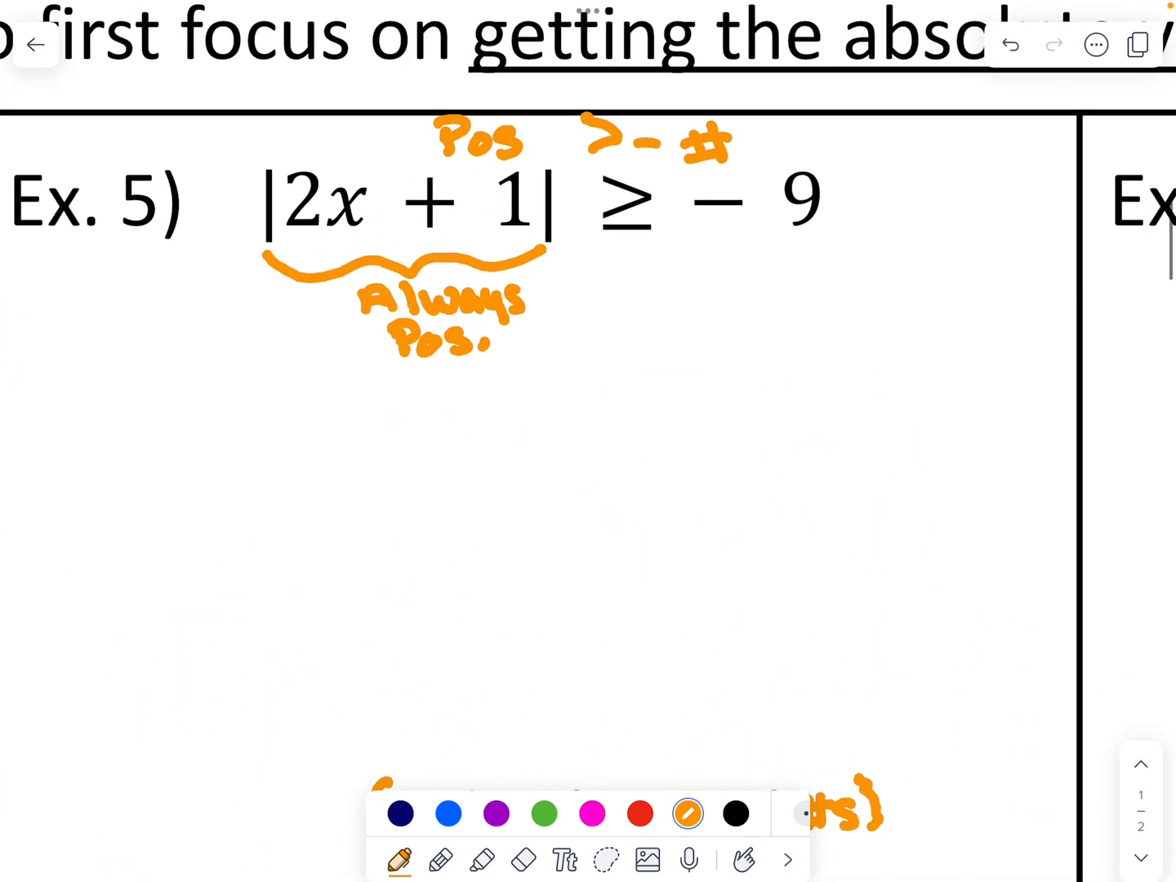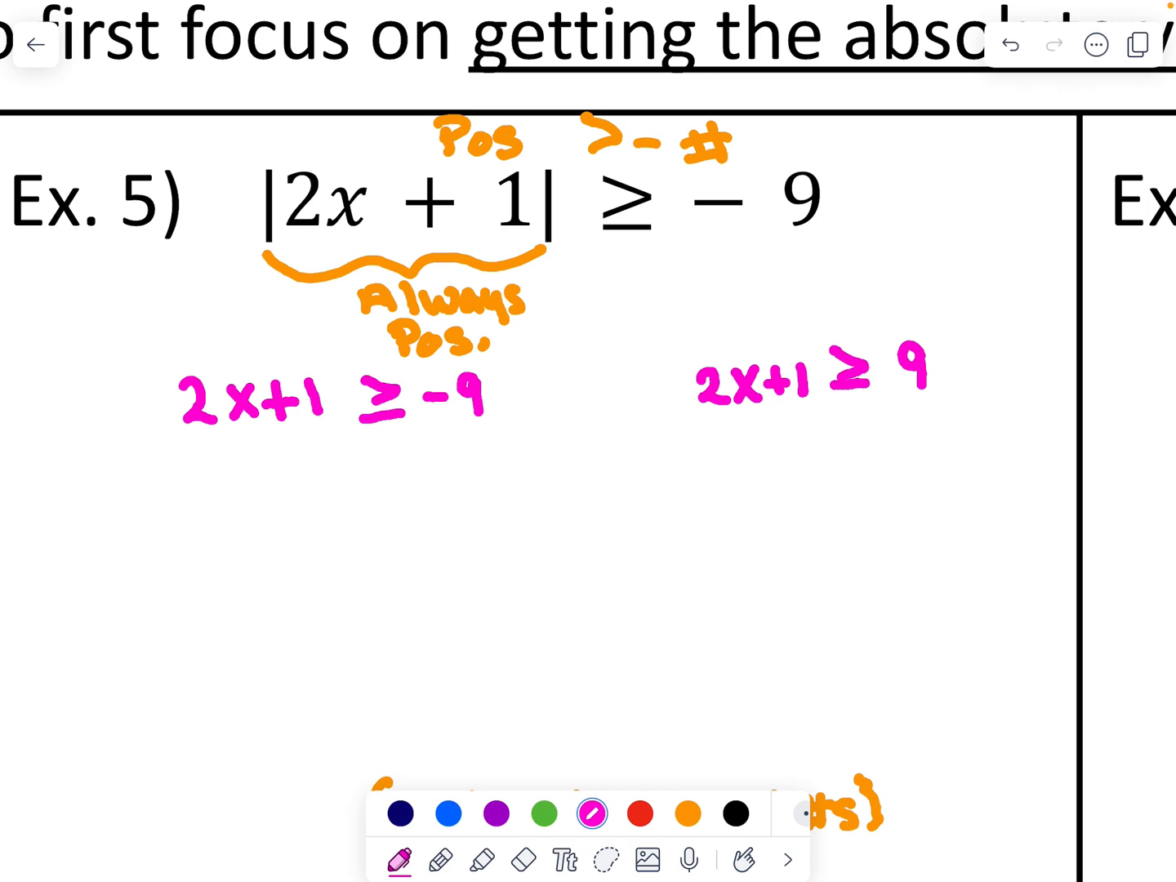Okay, so that's great, but how would we know if we just kept going and didn't recognize that? Well, if we set up our two situations, we have 2x plus 1 is greater than or equal to negative 9. So we do exactly what we see. Then we do 2x plus 1, the inside, and we use a 9 now, and we're going to be changing the inequality. So this is going to be an "or" because it's greater than. Now we subtract 1, and we have 2x is greater than or equal to negative 10, and we get x is greater than or equal to negative 5.